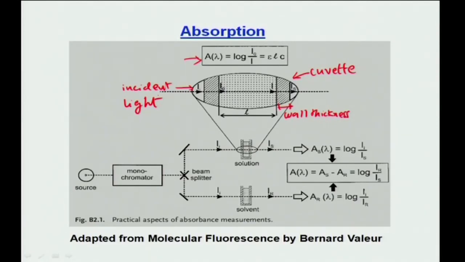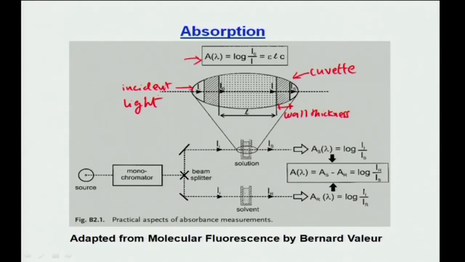The same thing happens on the other side: IS, which is the light that leaves the cuvette, is not the same as I, which is the one coming out of the sample, right? So how do you make adjustments for this, or how do you correct for this? People have devised something known as a double beam spectrophotometer, okay, double beam.